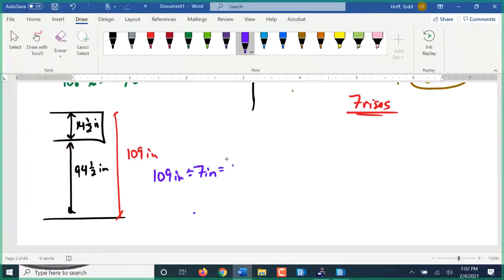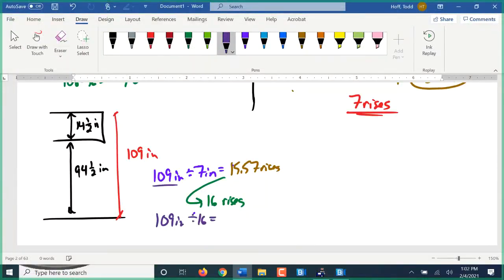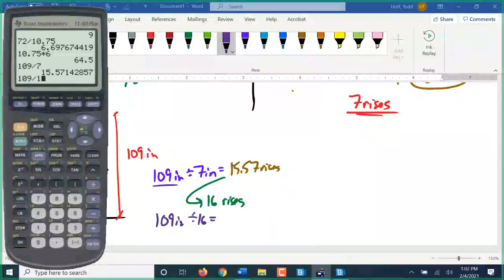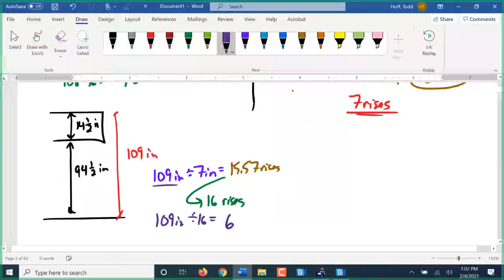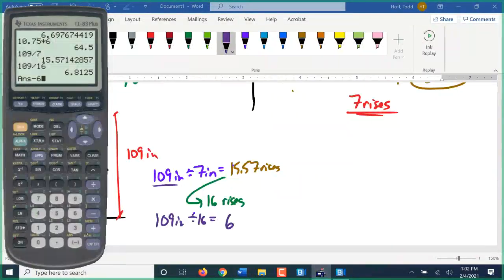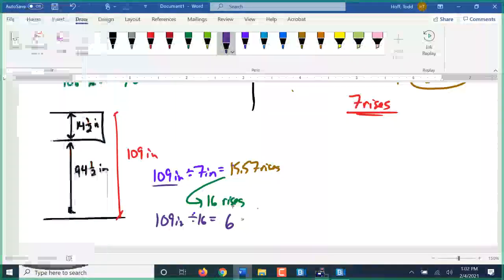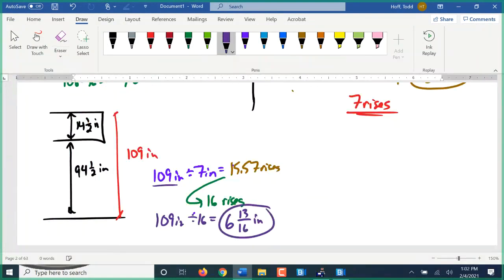That will give us 15.57 rises. Rises get rounded up, so we're going to use 16 rises. So the actual unit rise will be the 109, the total rise again, divided by 16, which is, what is it, 6 and 13/16, I believe. Subtract the 6 times 16, it is 13/16. So 6 and 13/16 inches is that actual unit rise.